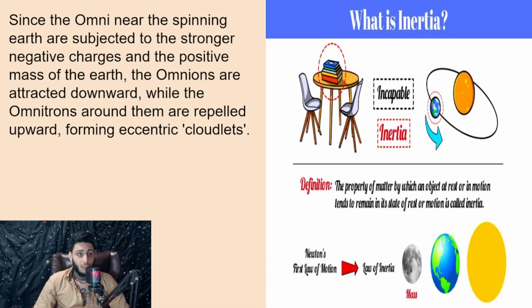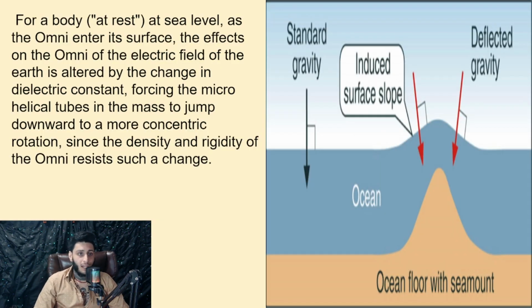Since the omni near the spinning Earth are subjected to the stronger negative charges and the positive mass of the Earth, the omnions are attracted downward, while the omnitrons around them are repelled upward, forming eccentric cloudlets. For a body at rest at sea level, as the omni enters its surface, the effects of the omni of the electrical field of the Earth is altered by the change in dielectric constant, forcing the microhelical tubes in the mass to jump downward to a more concentric rotation, since the density and rigidity of the omni resists such change.